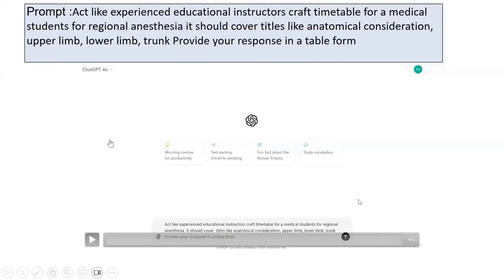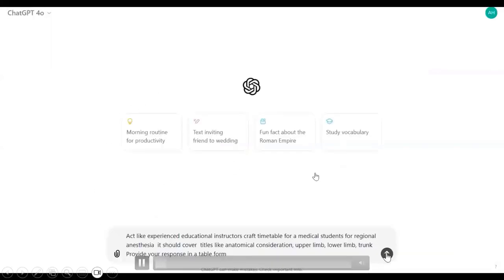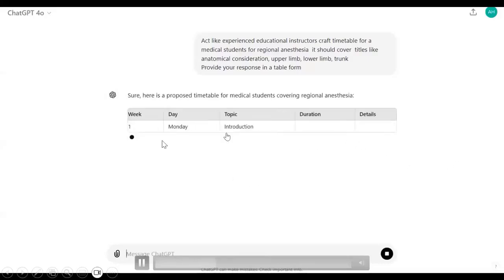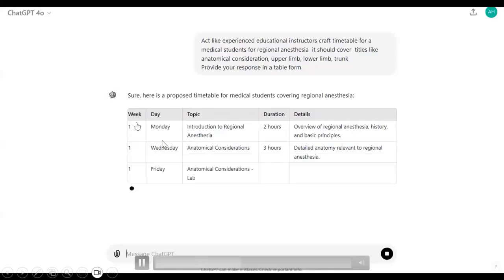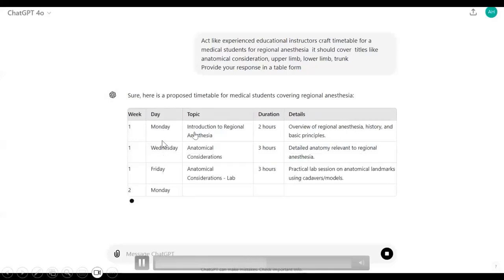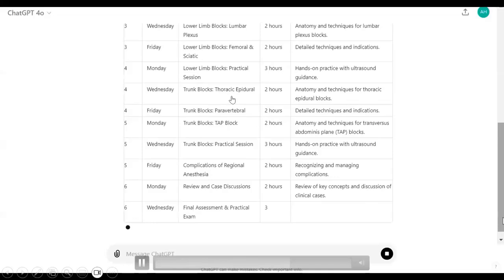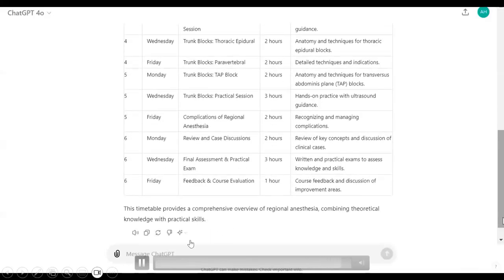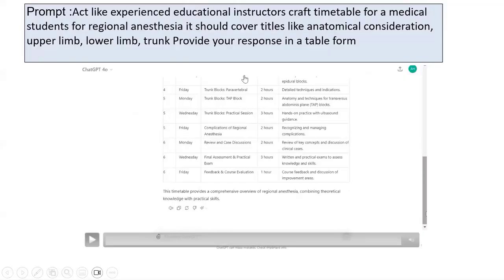The response should be in table form. So when you put this prompt into ChatGPT, it starts to act like week one, Monday, Wednesday, Friday, and each one has some introduction, a topic, 2 hours, 3 hours, and so on and so forth. Of course, this is just a draft.